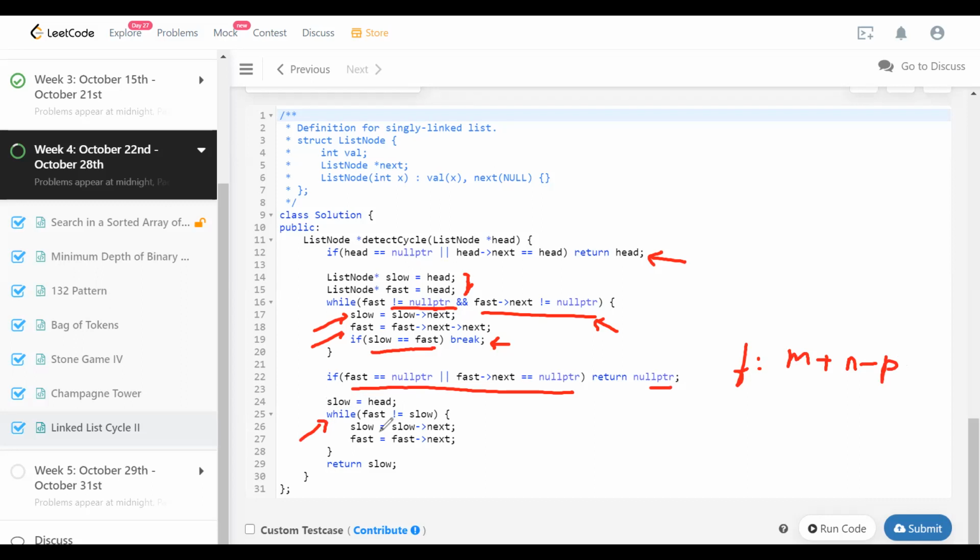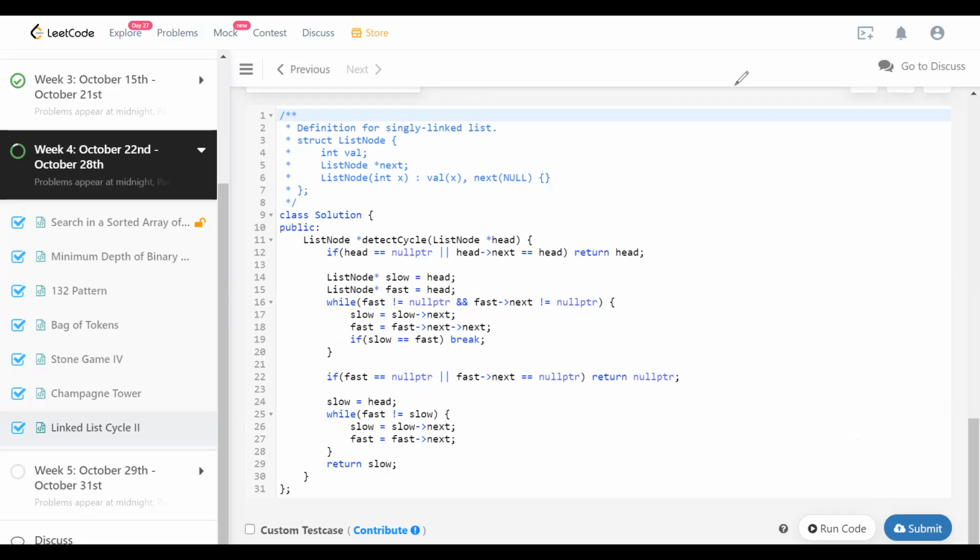So we go as long as they are not meeting. In this case, fast does not have the meaning of fast because it is also going at the same speed, and slow is also going at the same speed. They are going to meet, as we discussed earlier, because after m number of locations, fast has moved m, and slow is also moved by m number of locations. They have to meet. When they meet, both fast and slow are at the same place, and that has to be the beginning of the cycle, and I'm returning that.